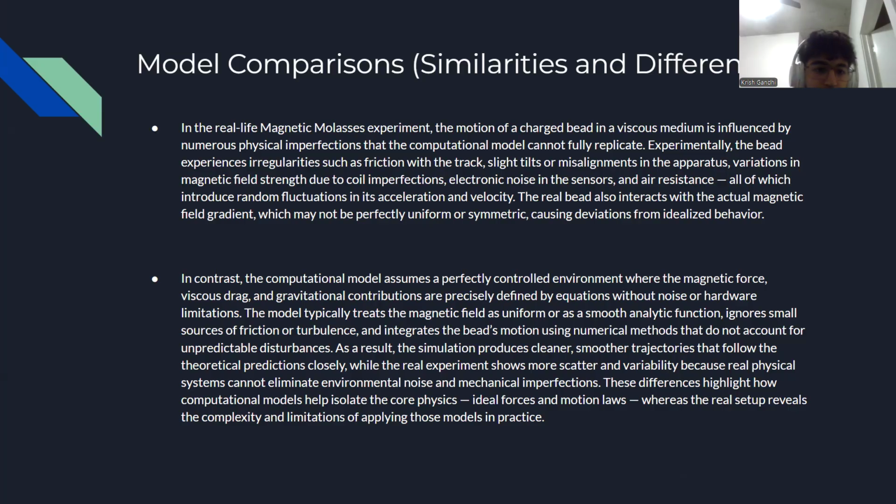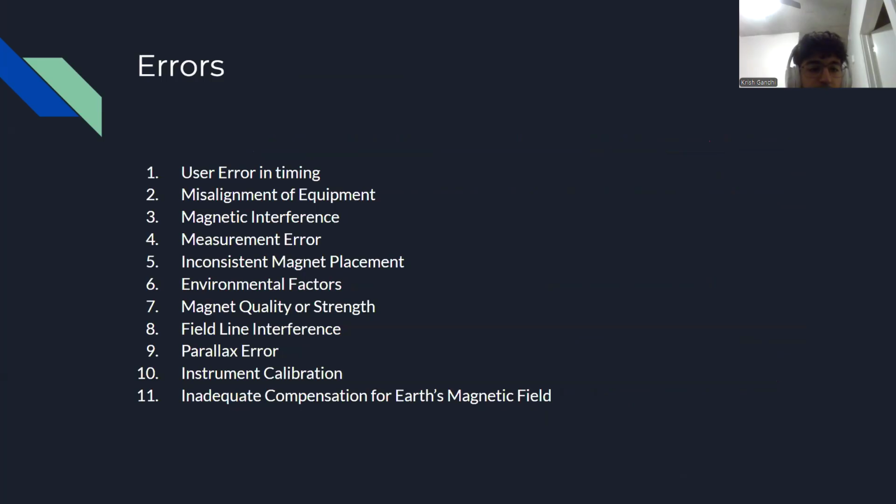The real magnet also interacts with the actual magnetic field gradient physically, and that might cause deviations from ideal behavior. The code, however, is perfectly controlled with the magnetic force and gravitational contributions, without noise or hardware limitations. And the model treats the magnetic field as uniform when that may or may not be true when there's friction or turbulence involved. So the simulation is a lot cleaner, and the code is more theoretical. Some sources of error could be misalignment in equipment, user error, measurement error, and timing.